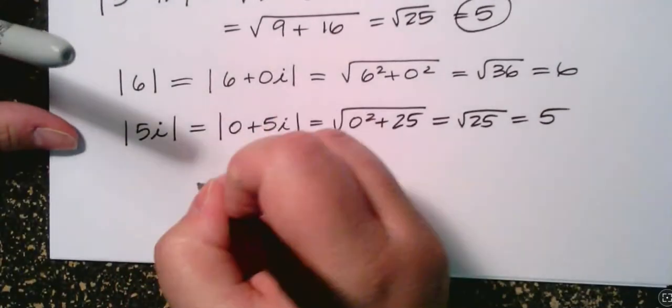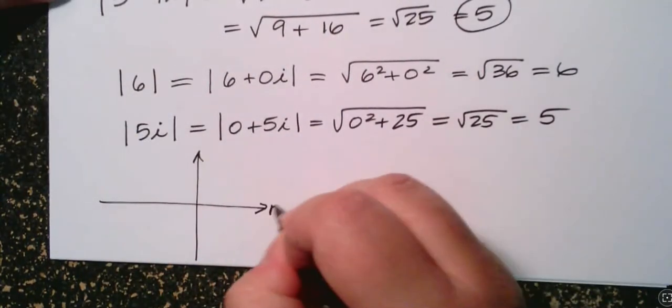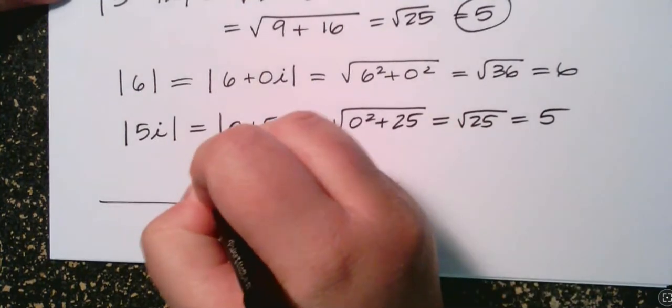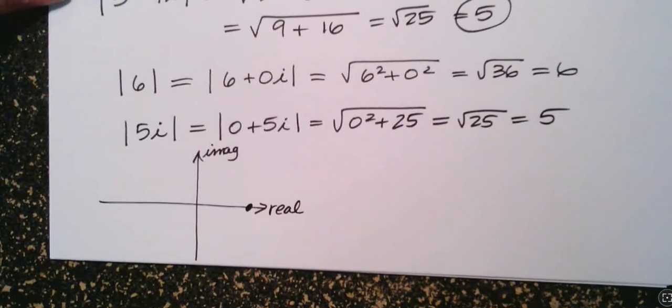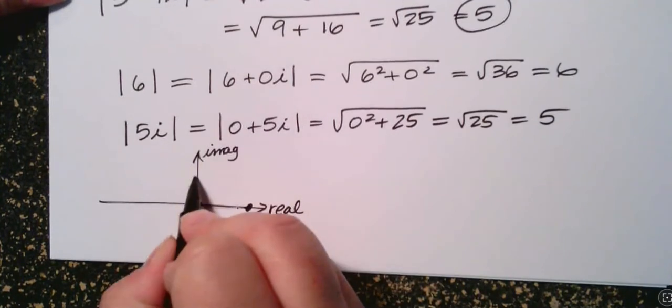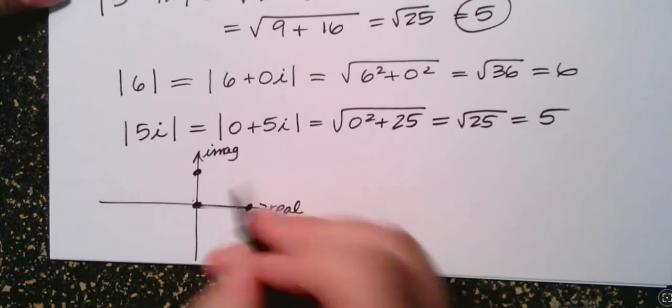Absolute value of positive 6, think about how to graph that. Actually, this graph is getting kind of busy. Let's think about how to graph that, where we have a real axis and an imaginary axis. 6 would be on the real axis. So if we want to know how far that is from 0, it's 6 from 0. If we're just going 6 to the right, then the distance here is just 6. And 5i just means up 5, so the distance here is just 5.